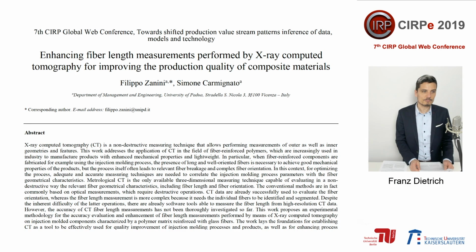The next paper that we are going to have on this live stream is again about a composite material production process, and it is entitled Enhancing Fiber Length Measurements Performed by X-ray Computed Tomography for Improving the Production Quality of Composite Materials. It is authored by Filippo Zanini and Simone Carmignato from the University of Padua.